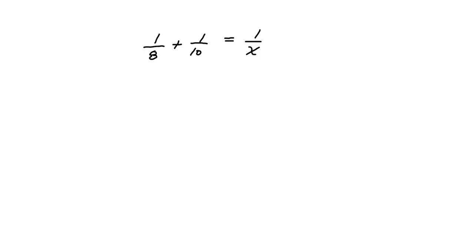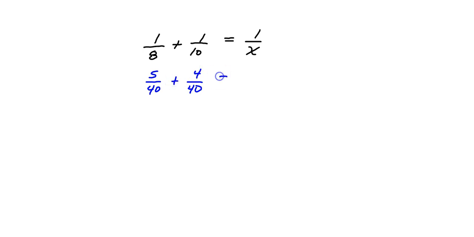So first I'm going to add up these two fractions on the left. I have to get a common denominator. I think the first number they both go into is 40. So I'm going to change these denominators into 40. 1/8 is the same thing as 5 out of 40, and 1/10 is the same thing as 4 out of 40.